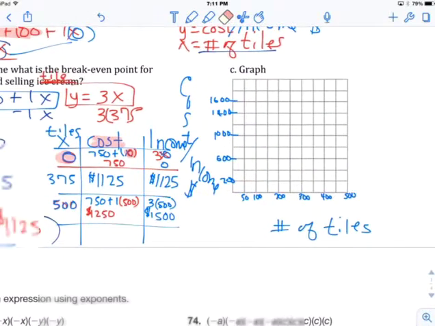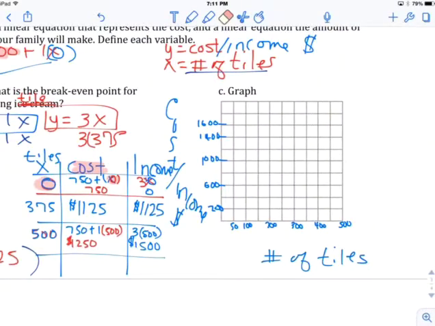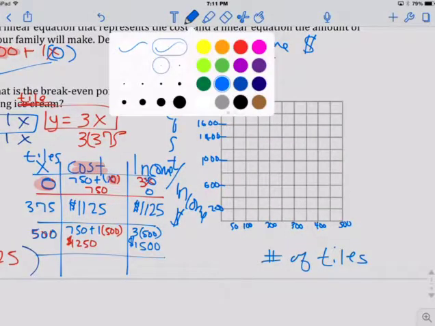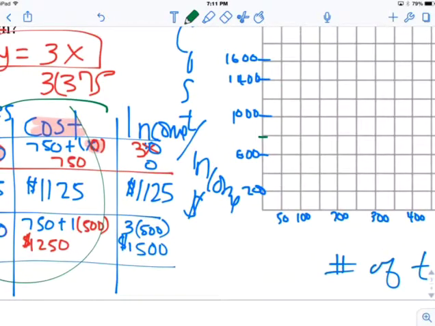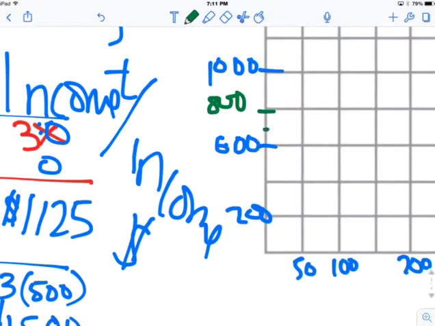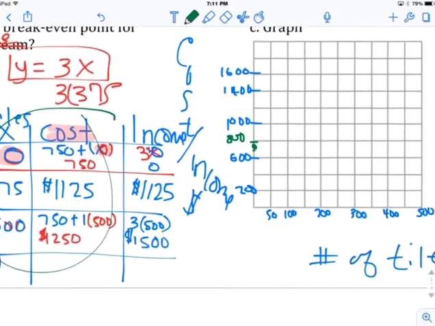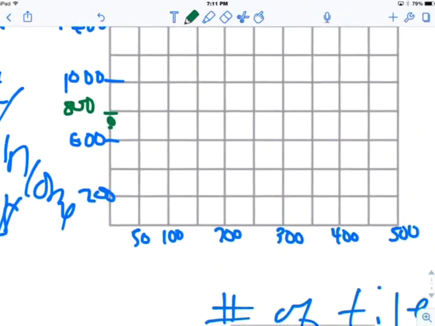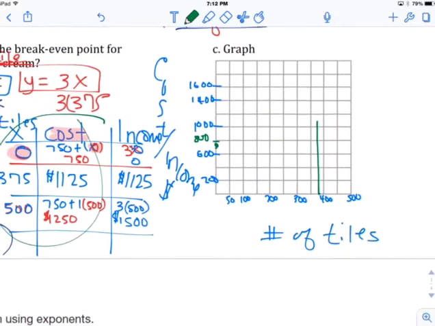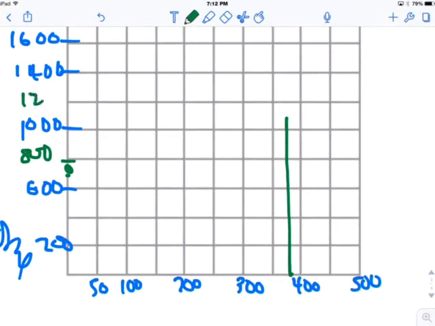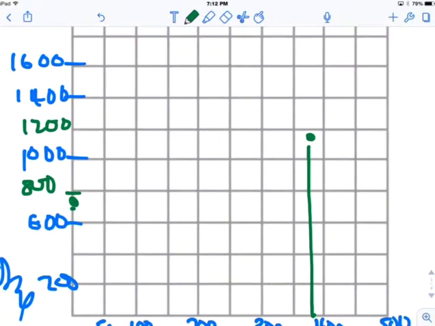Okay. All right, so I think that's all I need for numbers. Let's do the cost line first. Cost, 0, 750. Well, this is 800. 750, that's 700, 750 is about right there. Okay? 375 and 1125. 375, 350, 375, 1125. This is 1200. So 1125 is right underneath 1200.